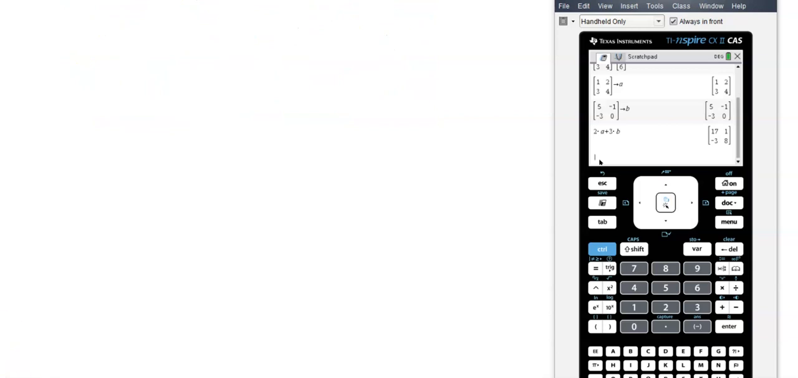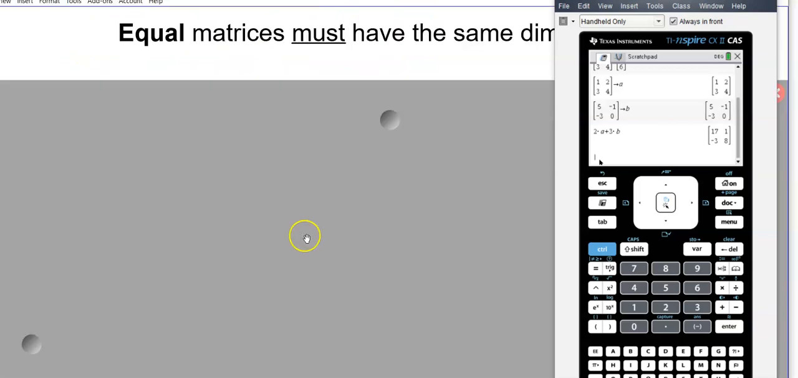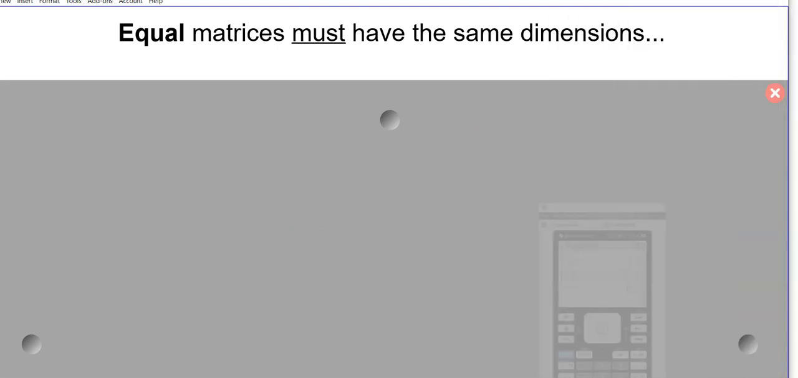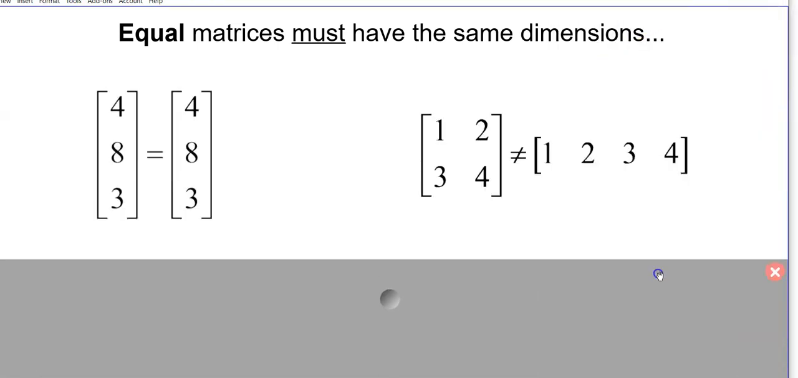Okay, let's go to the second part of this lesson. We're going to multiply. This one takes a little bit more work. But first, let's talk about equal matrices. These two matrices are clearly equal.